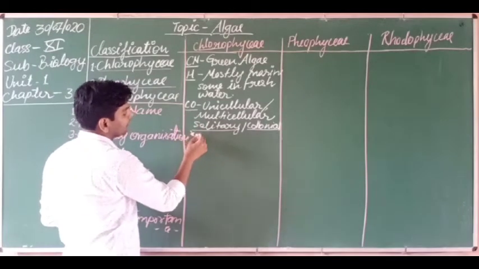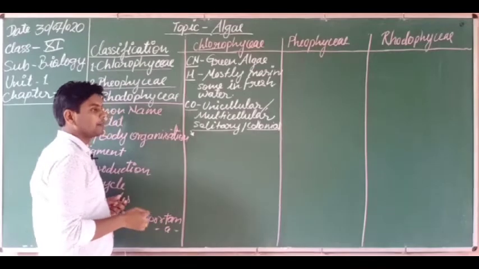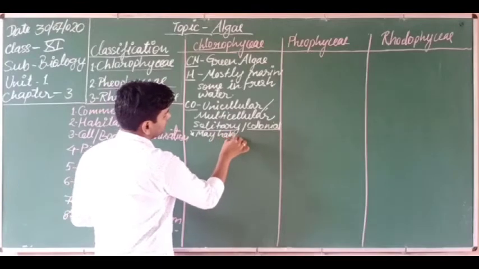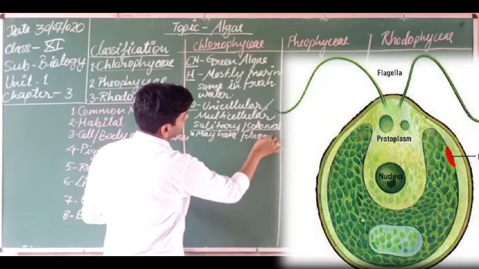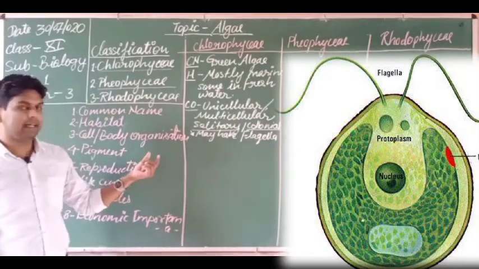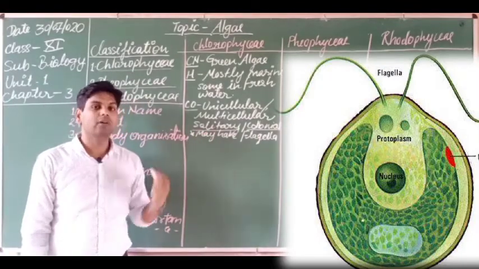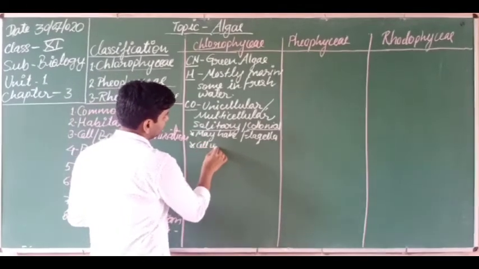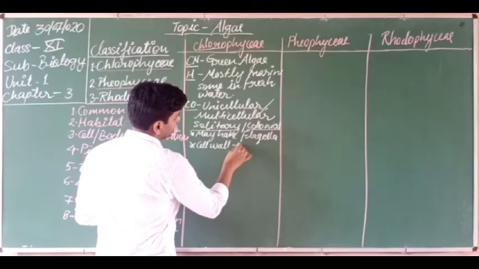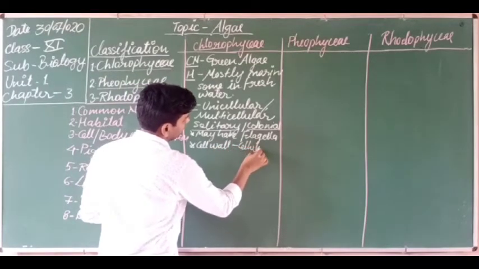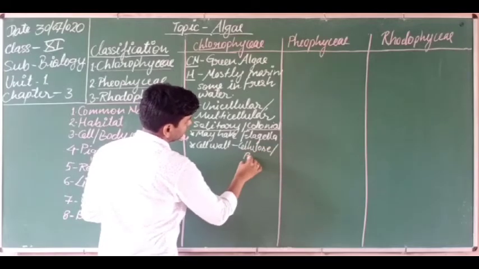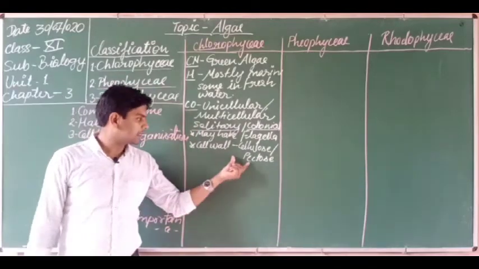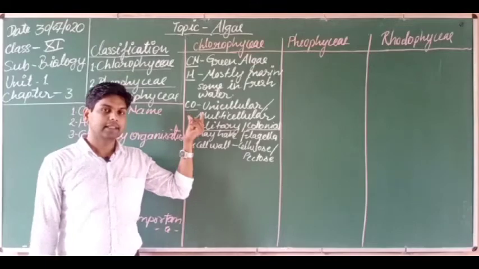Next one, what? The unicellular alga may have the flagella, and the cell wall of these algae is made up of cellulose and pectose. So cellulose or pectose, these are the constituents of the cell wall of these algae.